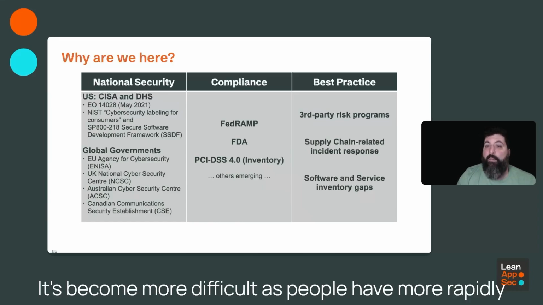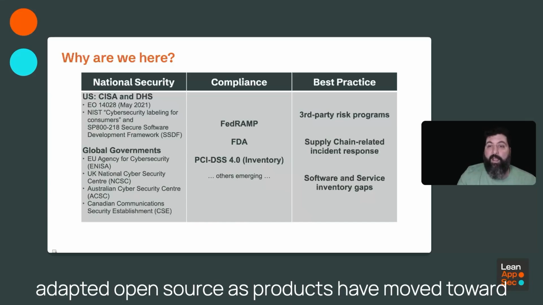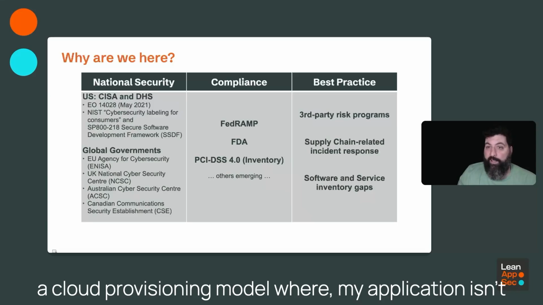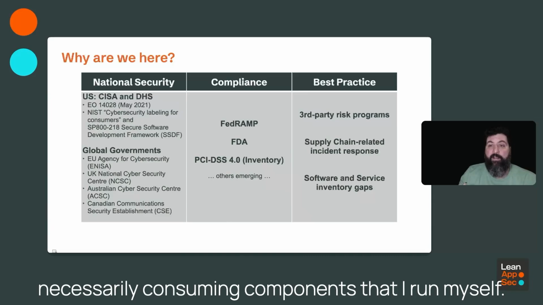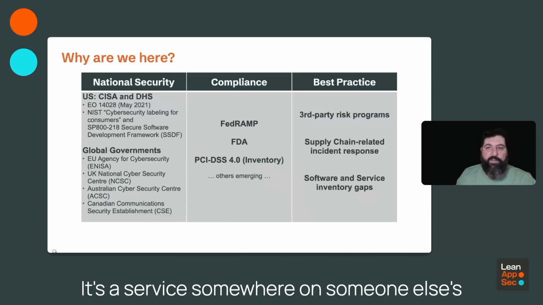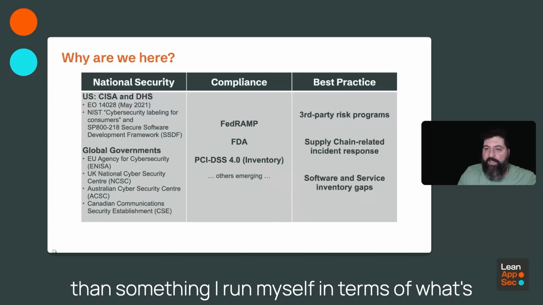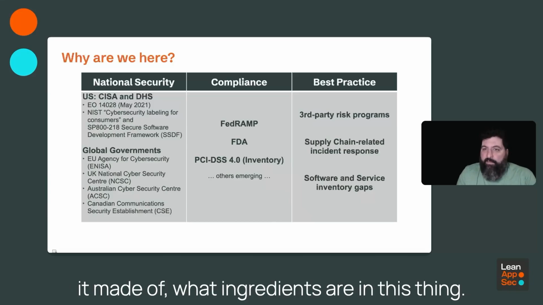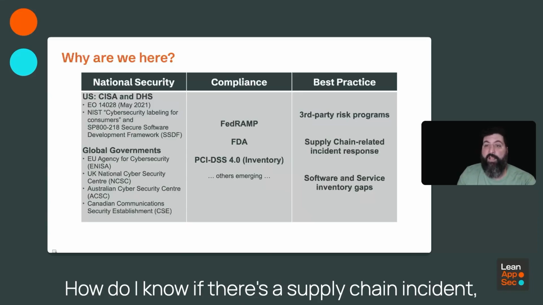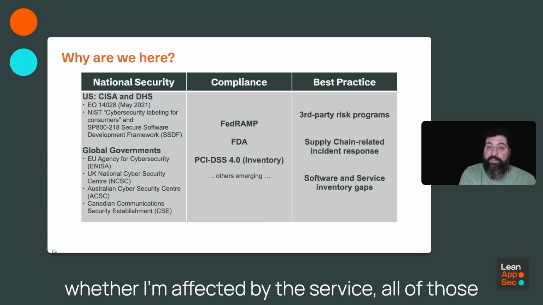It's become more difficult as people have more rapidly adopted open source, as products have moved toward a cloud provisioning model where my application isn't necessarily consuming components that I run myself. It's a service somewhere on someone else's cloud in many cases. And I have even less visibility than something I run myself in terms of what's it made of? What ingredients are in this thing? How do I know if there's a supply chain incident, whether I'm affected by this service?